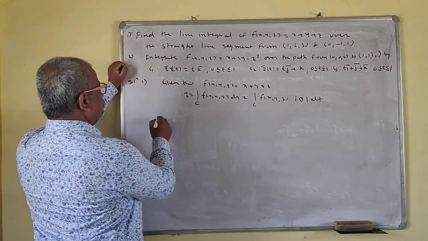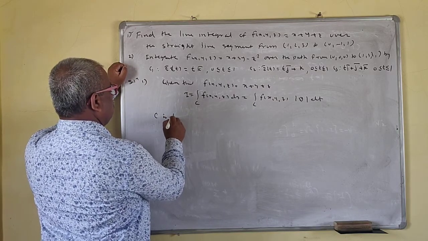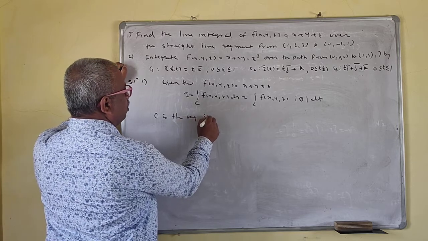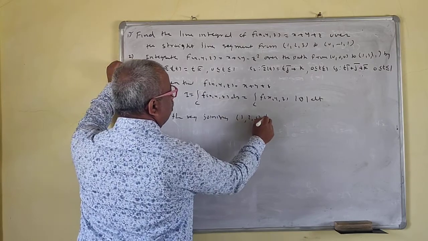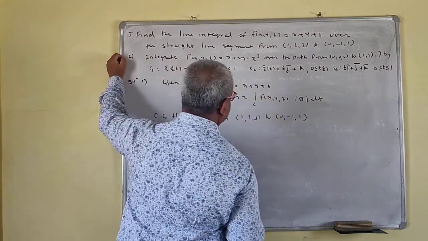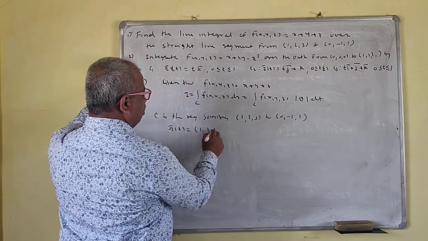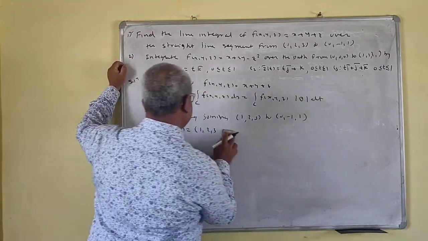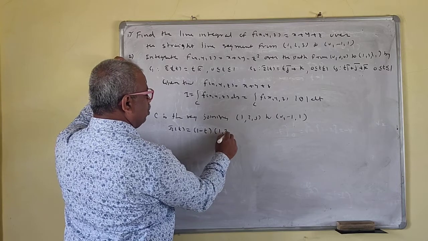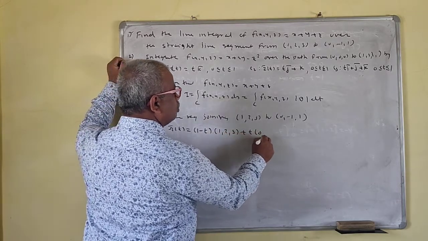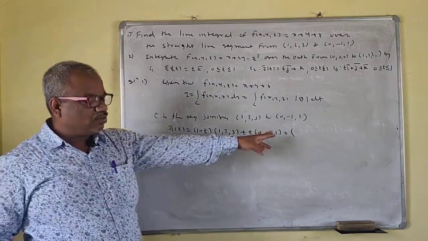C is the segment joining 1 2 3 and 2 0 minus 1 1. Therefore r bar of t is equal to 1 minus t times 1 2 3 plus t times 2 0 minus 1 1. These are the values of x y z we get.